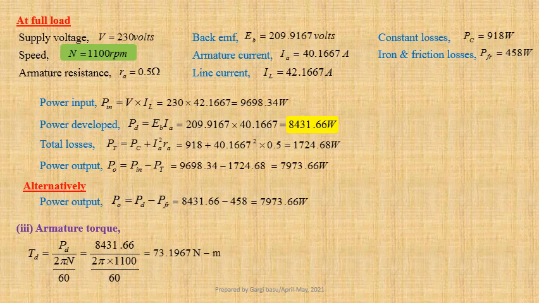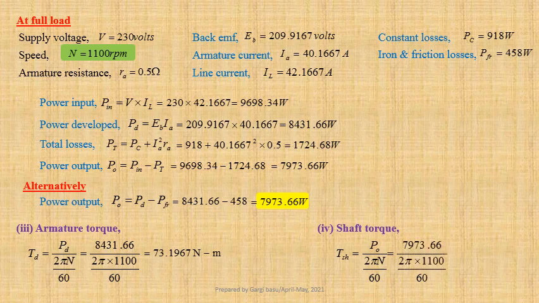That gives us 73.1967 Newton meter. Expression for shaft torque TSH equals PO divided by 2 pi N by 60. Using values, we get 7973.66 divided by 2 pi into 1100 by 60. That gives us 69.22 Newton meter.